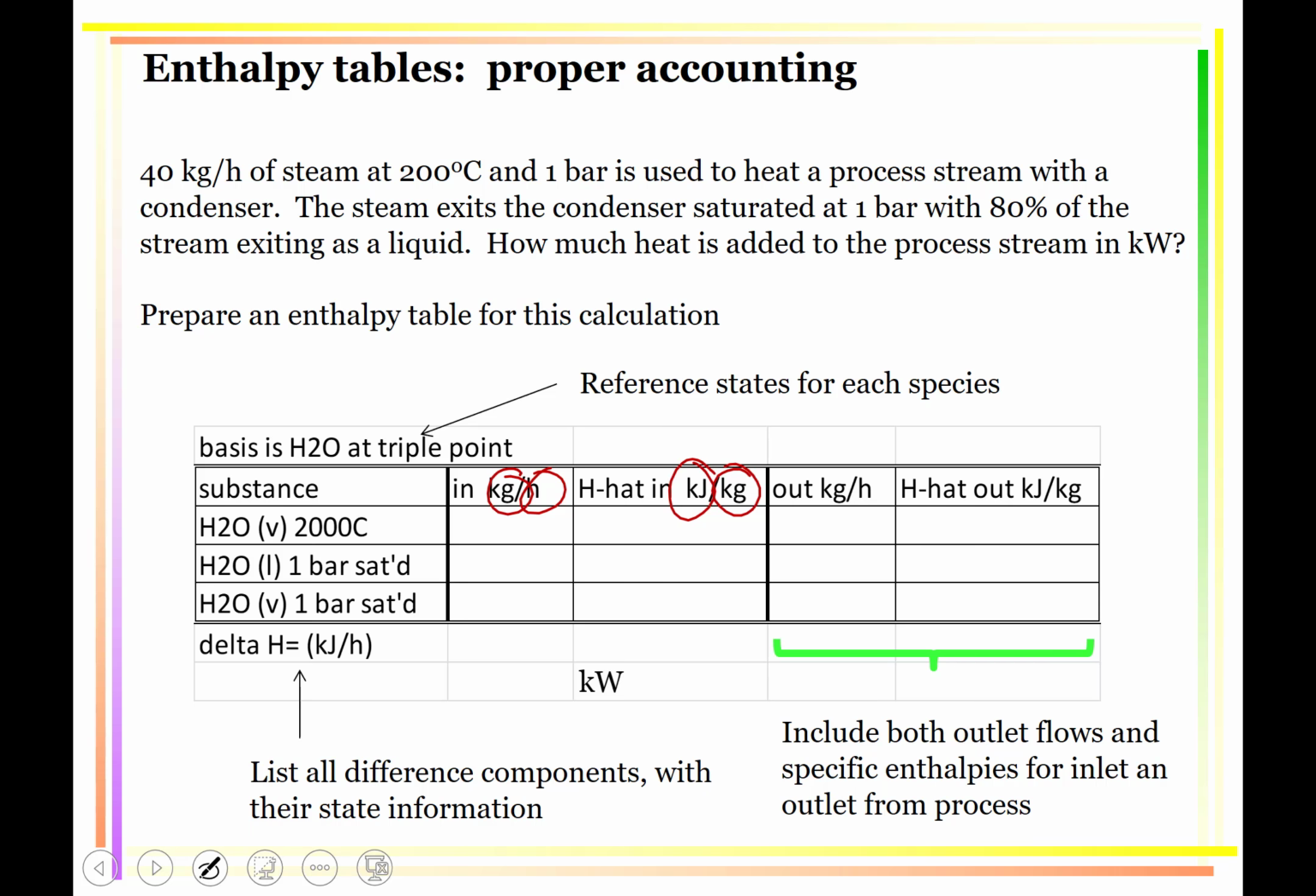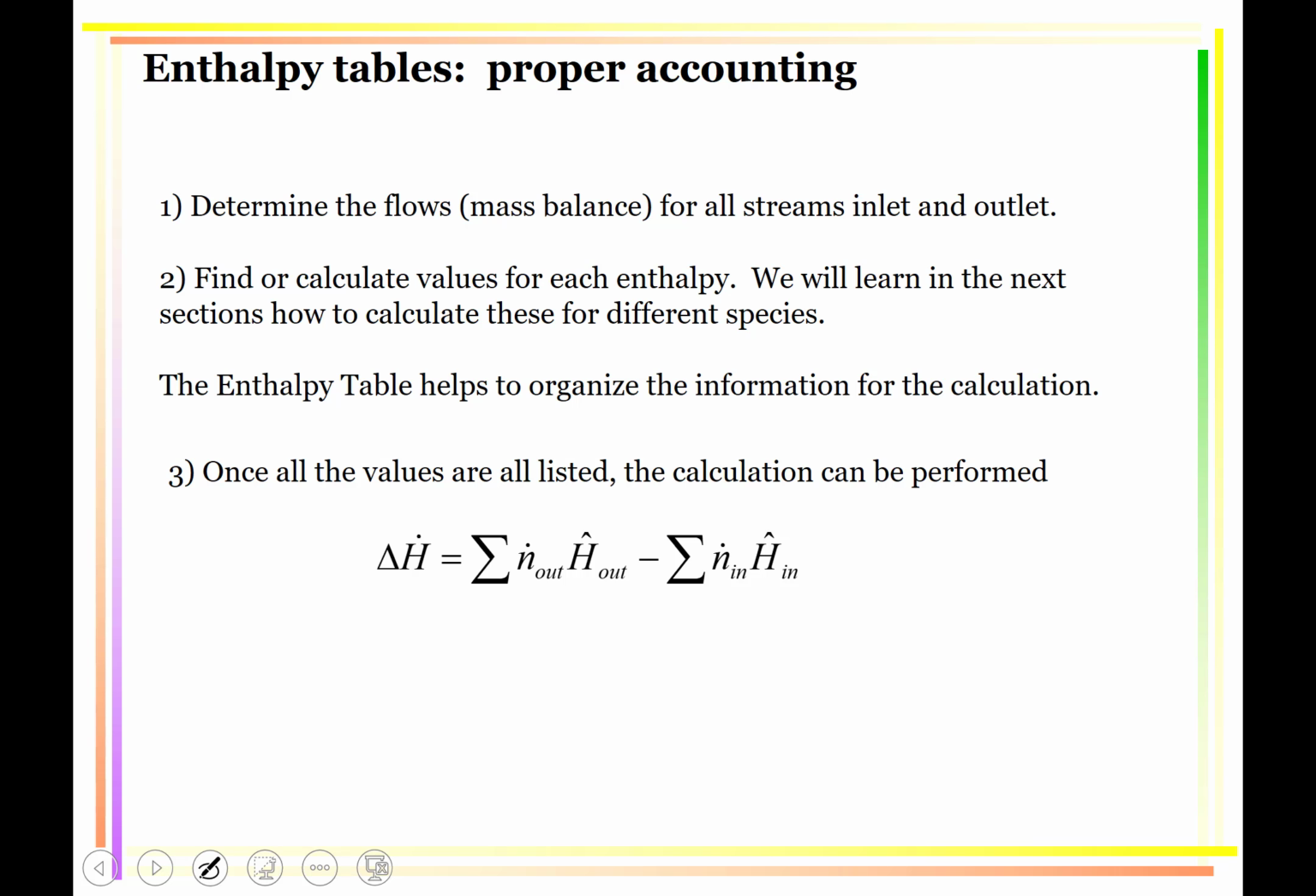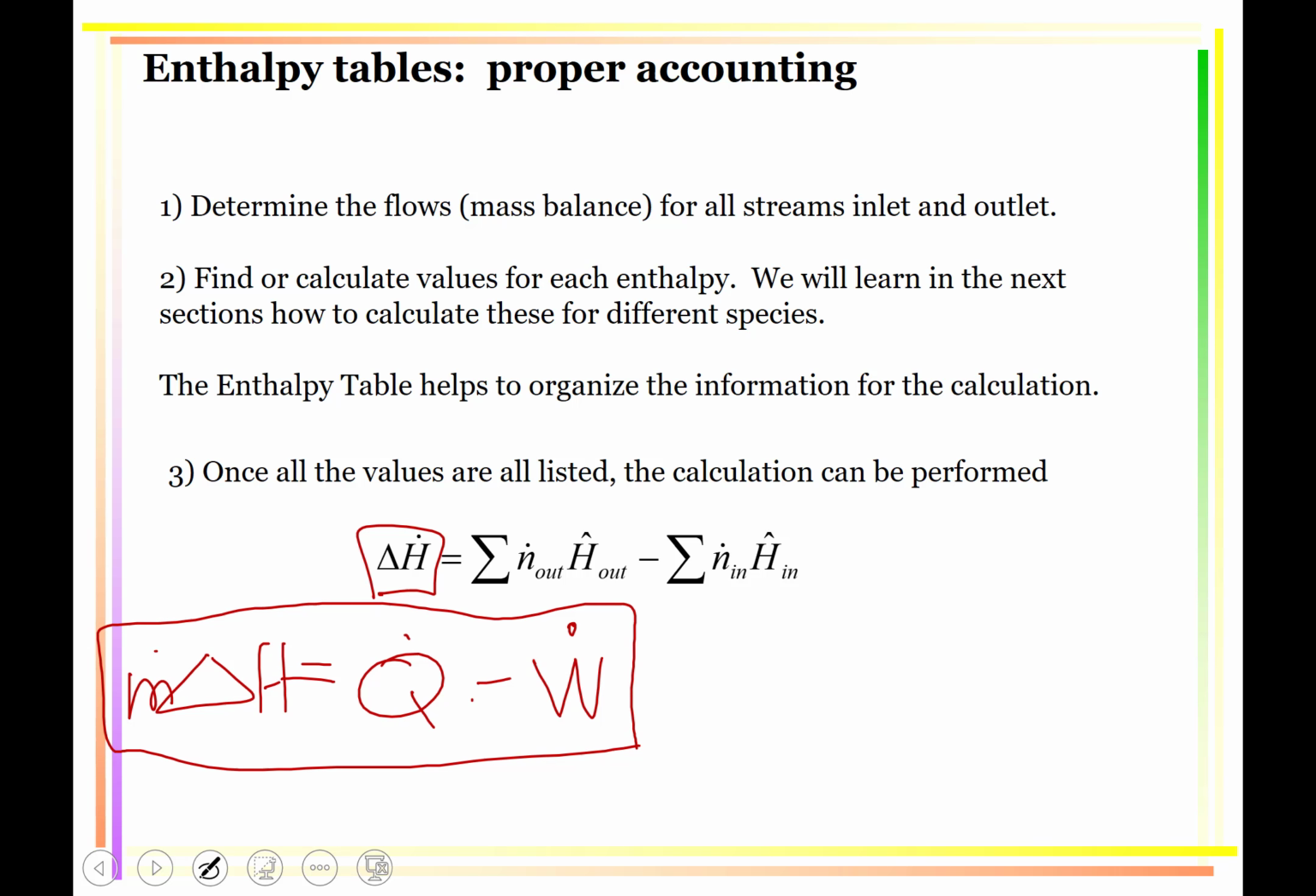Our enthalpy is going to be calculated in terms of kilojoules per hour, because we're going to multiply this times this. And the same on the outlet. And so we sum up. This is the calculation of our enthalpy change. And then once we have that, we realize that Q dot minus W dot is equal to delta H times M dot. So this would be the entire energy balance that we will use.